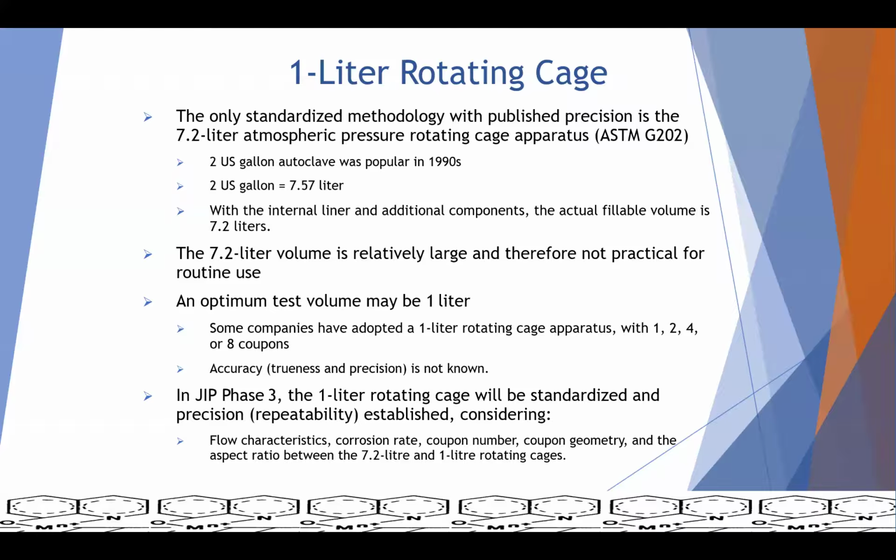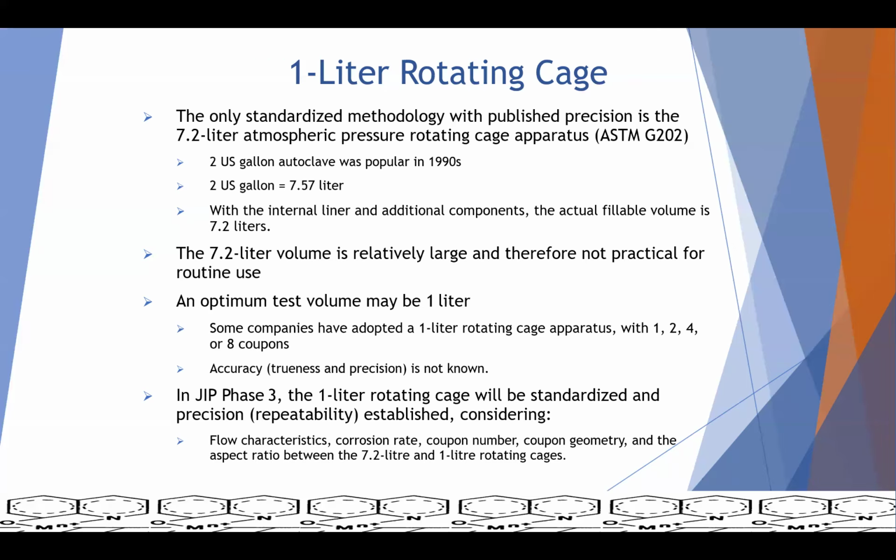Again, this is an autoclave. So when CanmetENERGY did the autoclave test, high pressure, high temperature, and compared that with atmospheric pressure, they established the atmospheric pressure rotating cage of volume of 7.2 liters. It precisely matched with the 2 US gallon autoclave with liners. That is how the 7.2 liter atmospheric pressure rotating cage geometry was established. And that's what ASTM took to standardization.